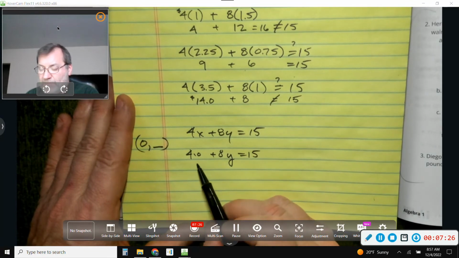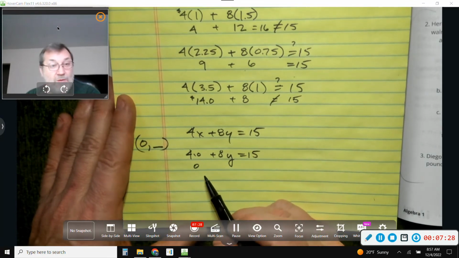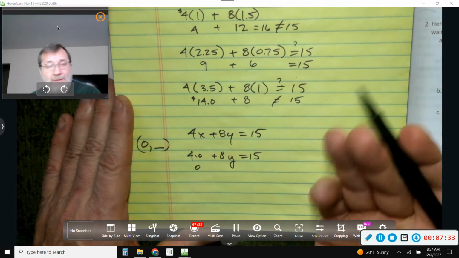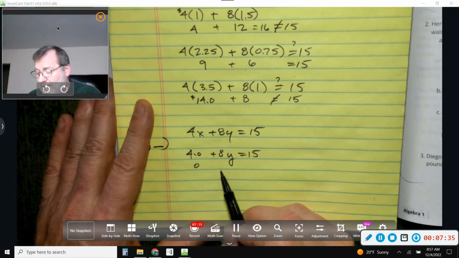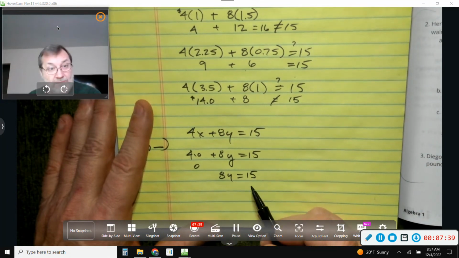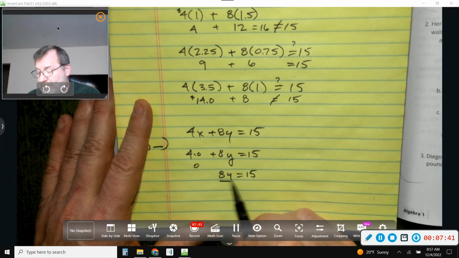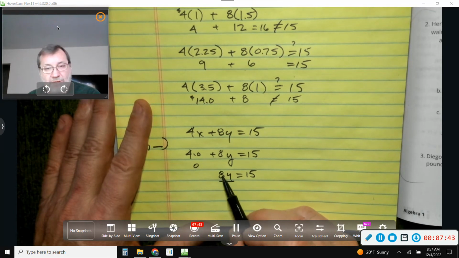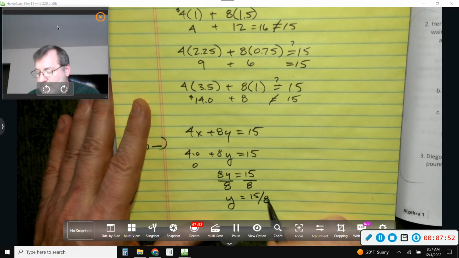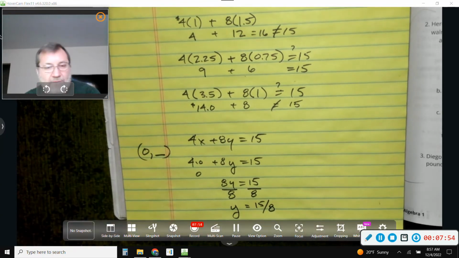Well, 4 times 0 is just 0. That's why I chose the intercepts, because it's going to make one of them, poof, go away and make my life so much easier. So what do I got now? Well, I got 8y equals 15. How do you solve for y? Well, you divide both sides by the coefficient of the unknown. So you divide both sides by 8. So y equals 15 eighths. Alright, so that's a kind of screwy number.